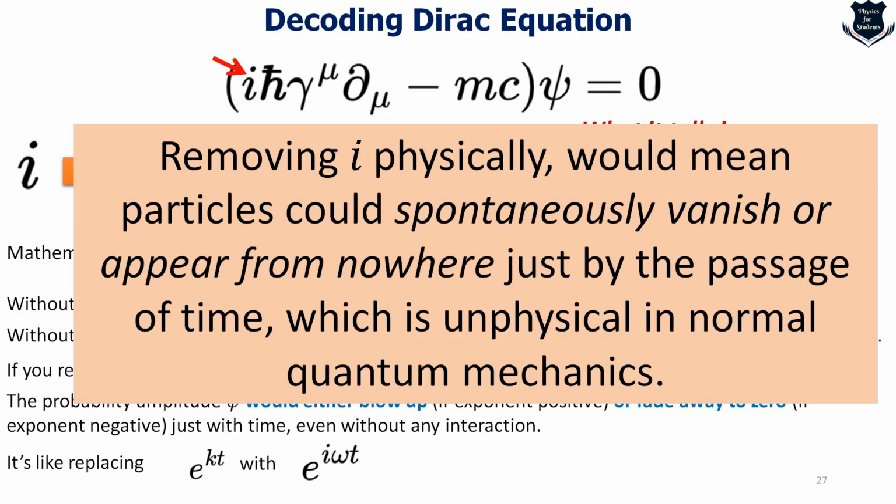So if i is not there, we would have got something else. That means spontaneously things would vanish or appear from nowhere, violating quantum physics. So the i in the Dirac equation ensures that probability is conserved and we are not getting a real exponential, otherwise the equation will blow out.